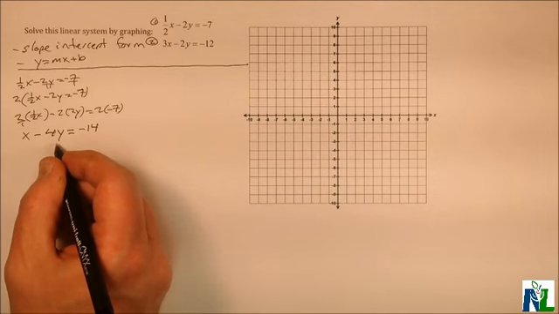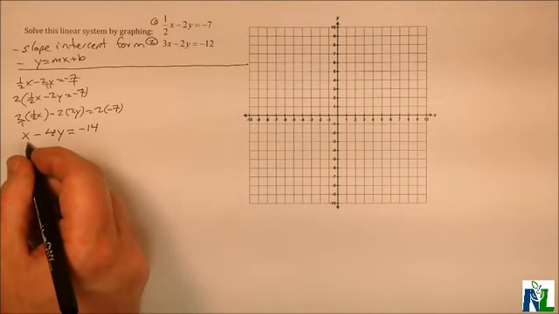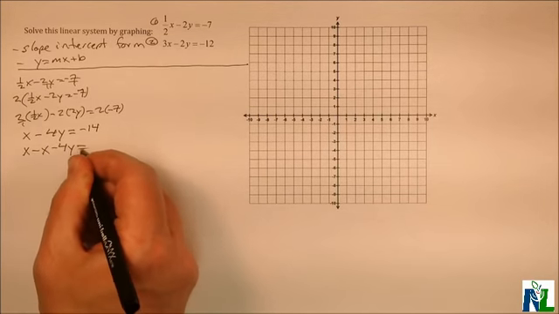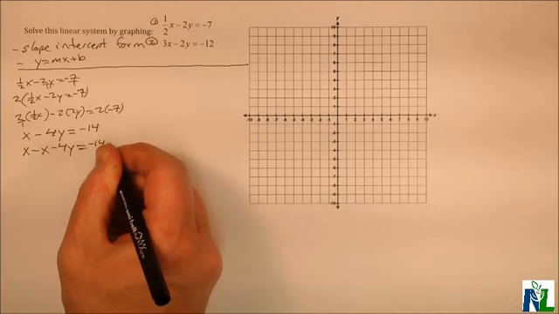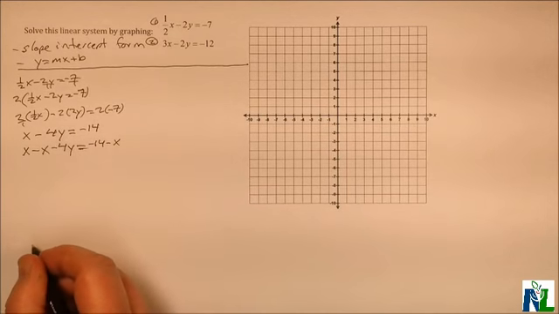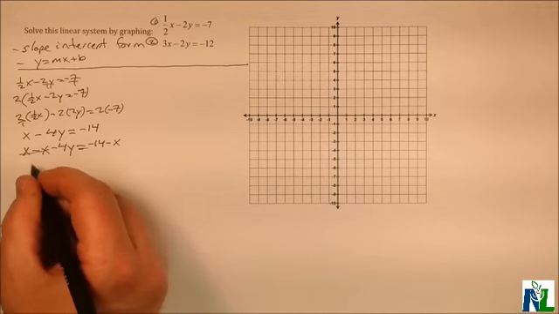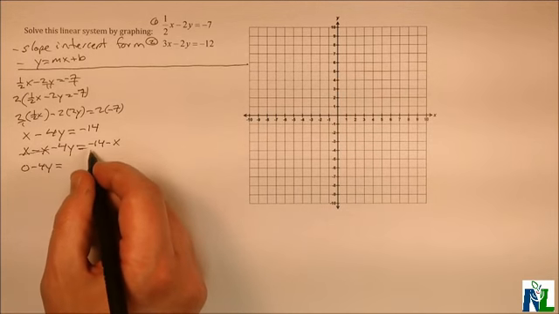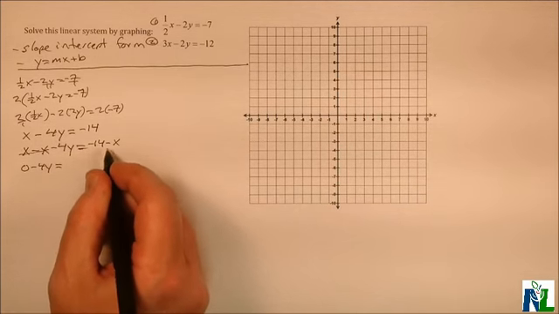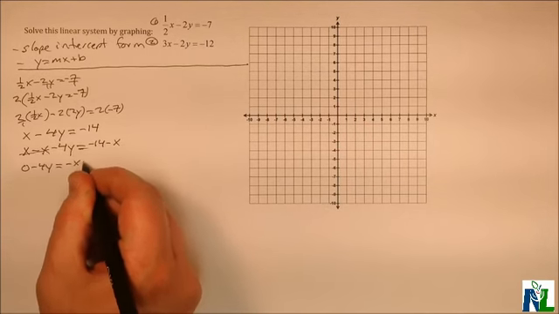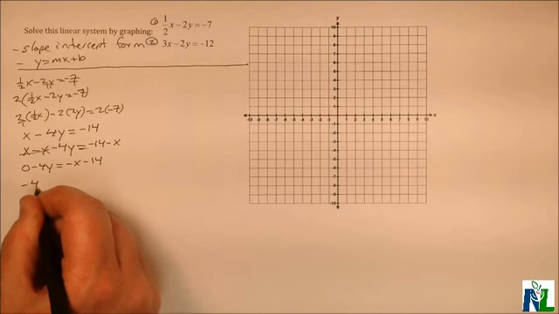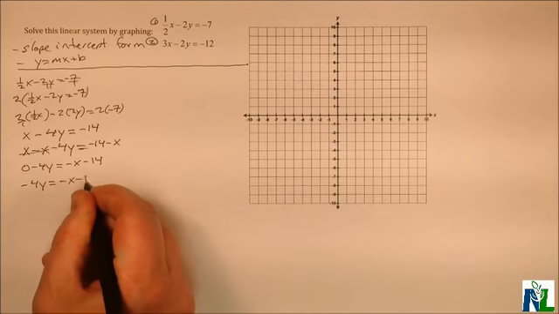Now I want to get y by itself on the left-hand side. So the first thing here is I'm going to get rid of this x. I do that by subtracting x from the left-hand side. But if I subtract x from the left-hand side, I must also subtract x from the right-hand side. X minus x is 0, so I'm going to have 0 minus 4y on the left. On the right-hand side, I'm going to rearrange this piece. Instead of writing negative 14 minus x, I'm going to write that as negative x minus 14. 0 minus 4y is negative 4y on the left, and I've got negative x minus 14 on the right.